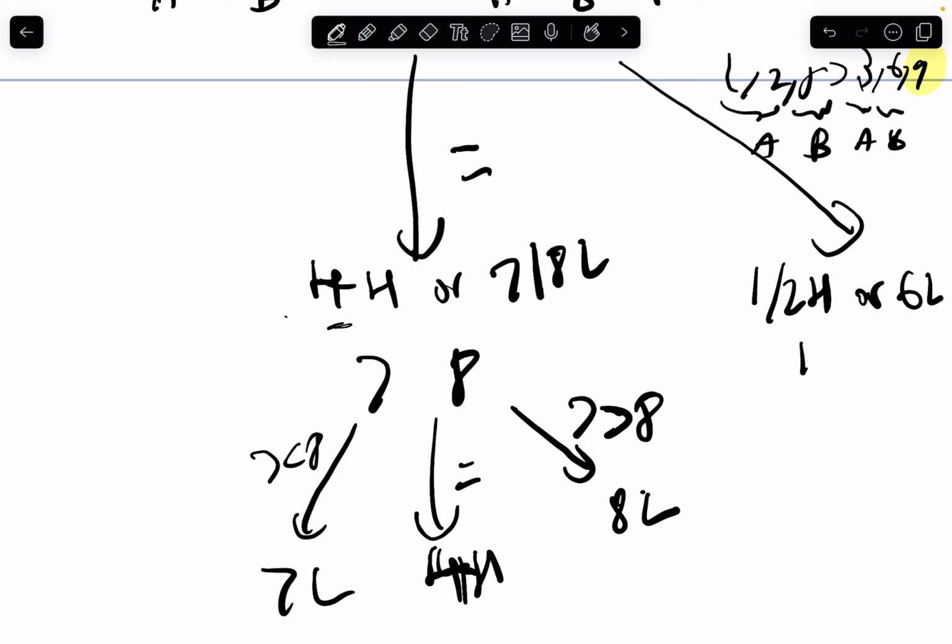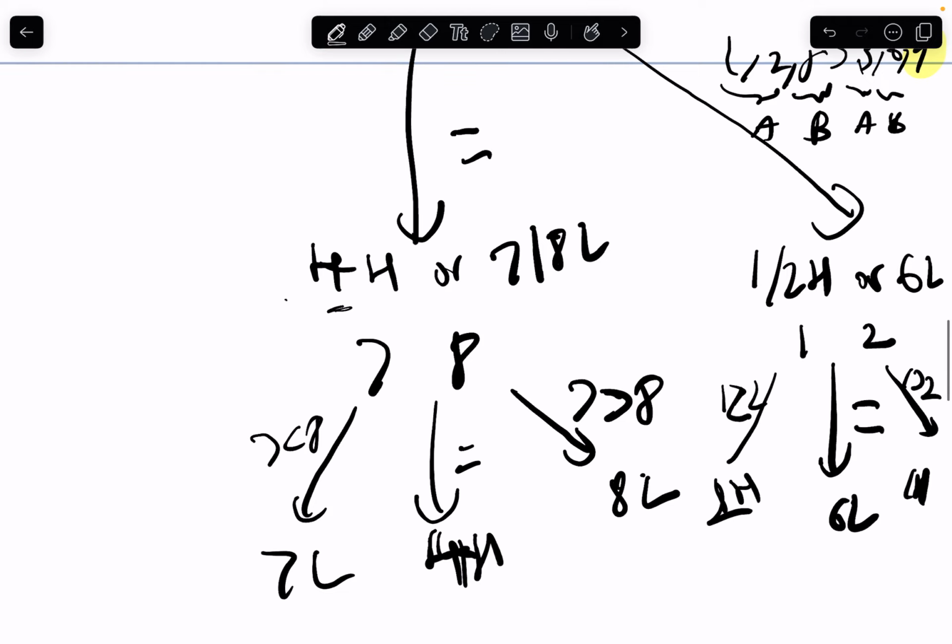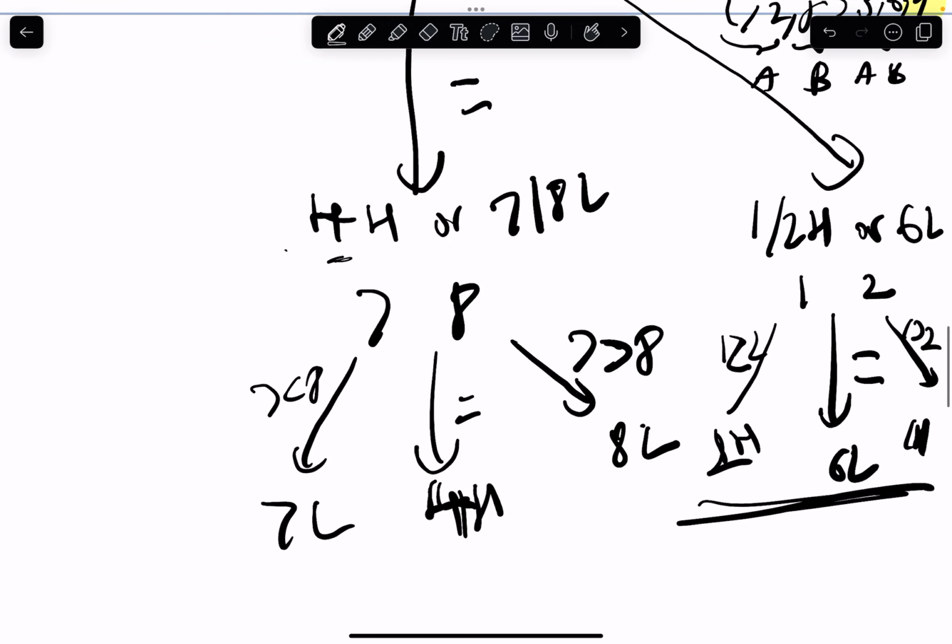What we're going to compare are 1 and 2, right? If 1 and 2 are equal, 6 is lighter. If 1 is lighter than 2, 2 is the heavier one. If 1 is heavier than 2, then 1 is the heavier one. This is the answer that you have.